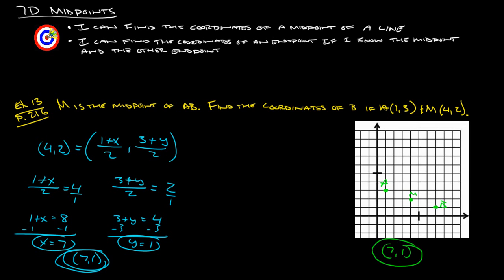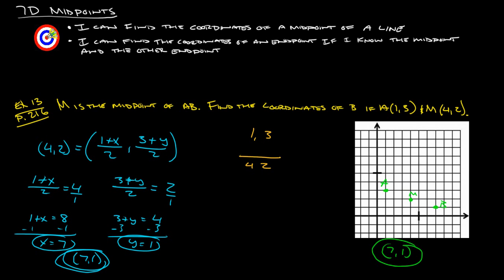Okay. Another way to do this, similar to what we just did there without a graph, is to try this and see if this makes sense. So you start with your original point, 1 and 3, and then you have to add an x value and a y value to come up with your midpoint, which is 4 and 2.